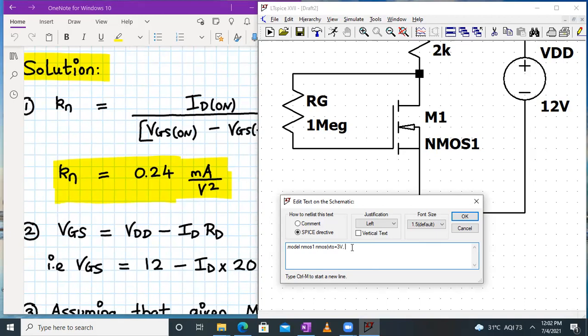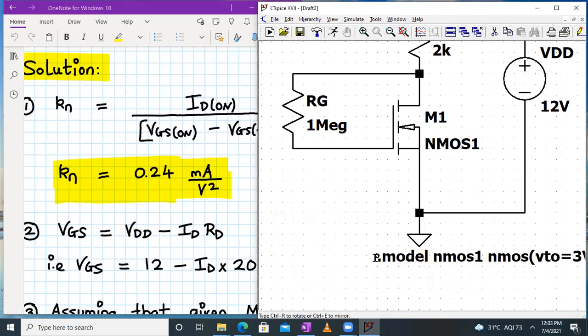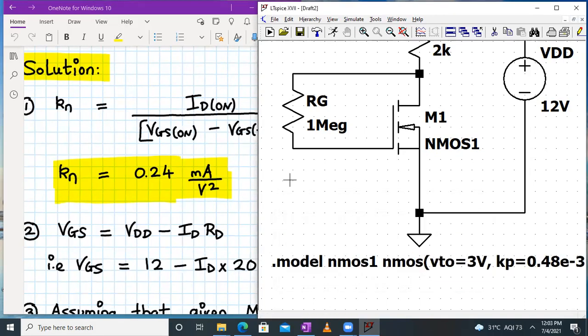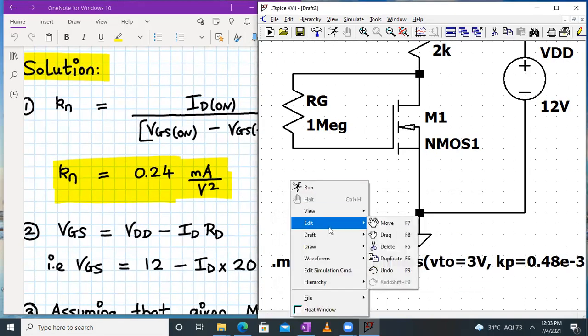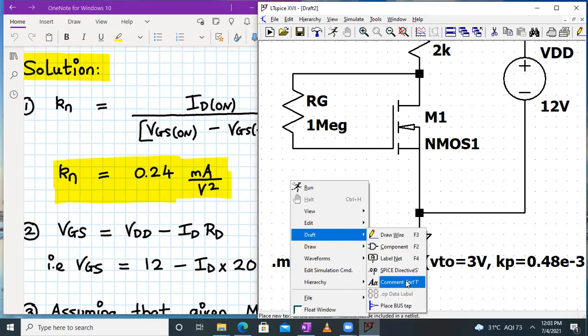So we have to write it as Kp, and we have to consider twice the value of this, because the half comes in over here. I'll explain that in a moment. So this will be 0.48 e raised to minus 3, that is, 0.48 into 10 raised to minus 3. So this is my dot model statement. Now let me explain to you why we have considered twice. So let me add a comment over here.